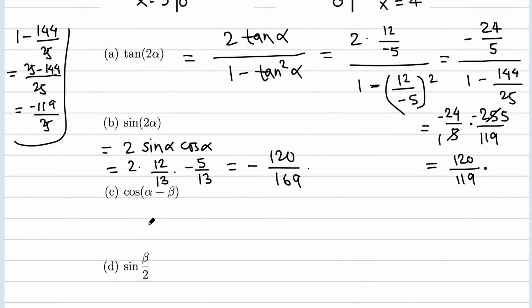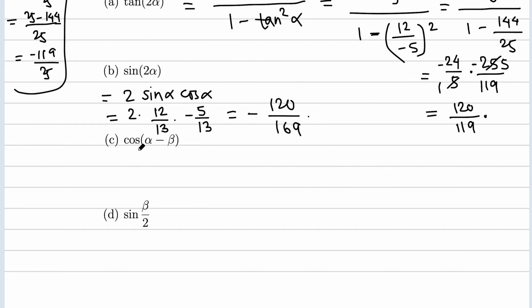That's it. Now here comes cosine alpha minus beta. This is not simply cosine alpha minus cosine beta. No. Look at the formula list and you will see cosine alpha minus beta, first angle minus second angle, is cosine alpha cosine beta plus sine alpha sine beta. Okay, that is from the formula list.